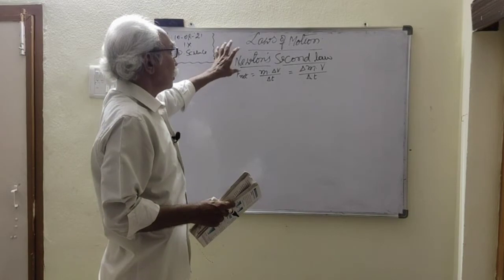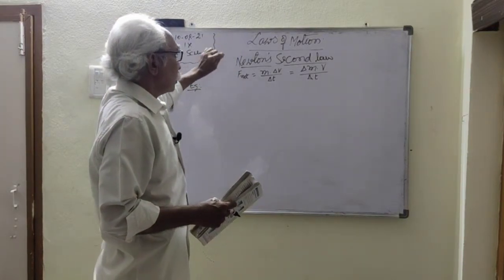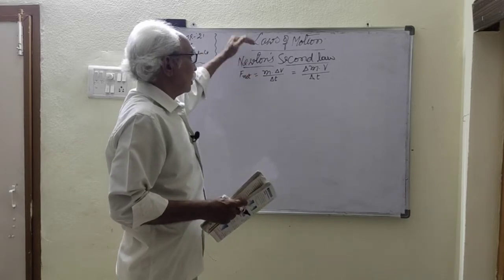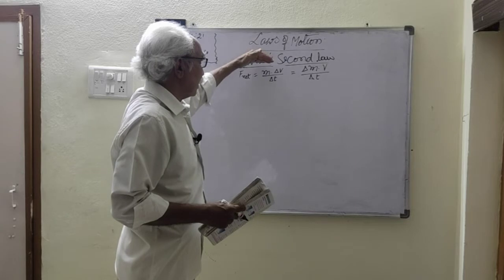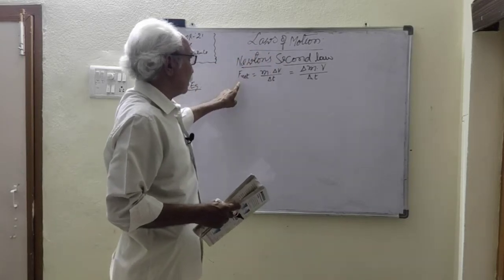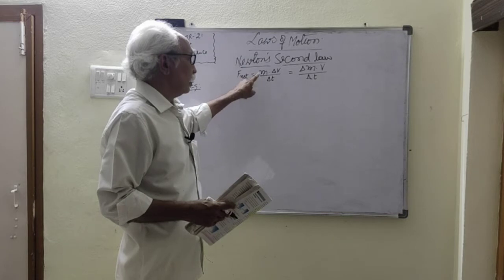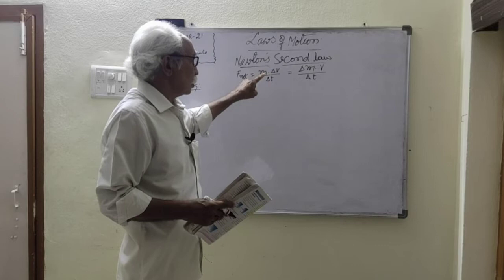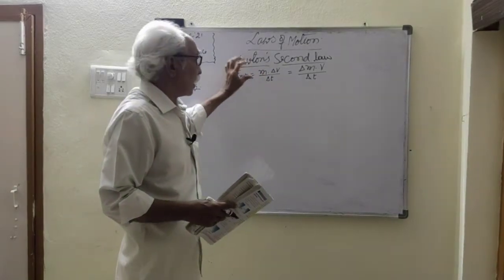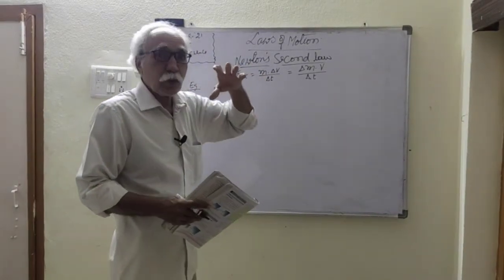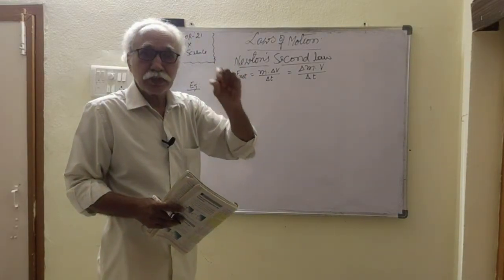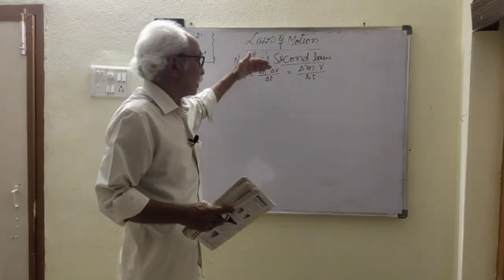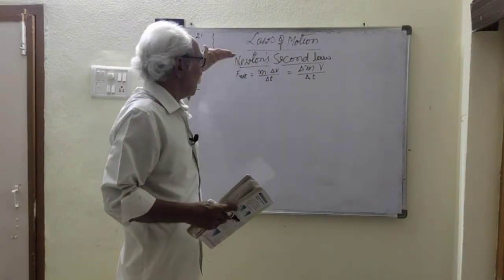Today we are going to learn about Newton's second law. Under the laws of motion, Newton's second law says that the net force is equal to the rate of change of momentum, that is, the ratio of the change in momentum to the change in time. That means the rate of change of momentum is called net force.